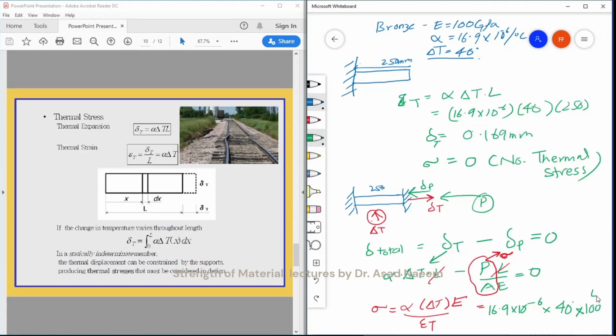Okay, so ये हमारे पास strain due to T है. E is 100 gigapascal. This is E, this is delta T, and this is our thermal coefficient. And then we can calculate the stresses, which comes out to be 0.0676 gigapascal. And then we can convert into megapascal, which will be 67.6, simply multiplying with 1000 megapascal. Okay. So answer.